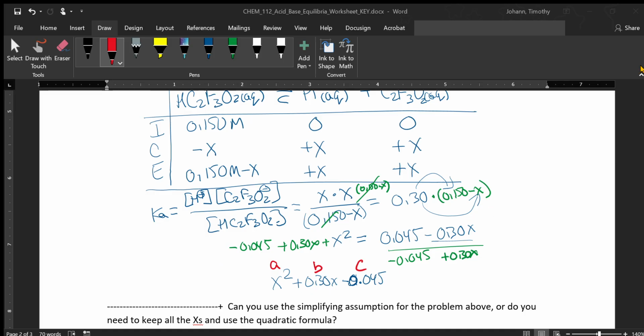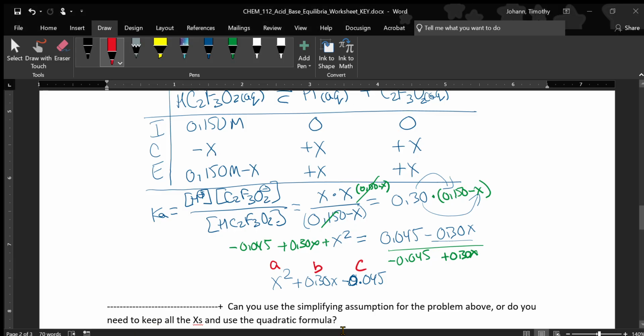And so our answers are either this, it looks like 0.110. We only have two significant figures, so 0.11, or it's that negative number. There's no such thing as a negative concentration, so it is not the negative concentration. So it's got to be the 0.11. So my answer is my H plus concentration is equal to x, which is equal to 0.11 molar.